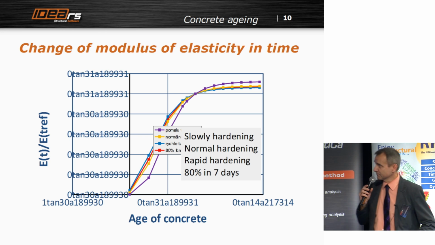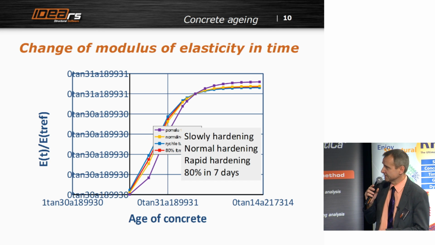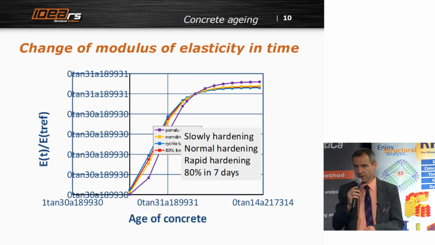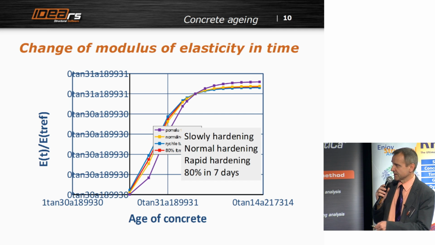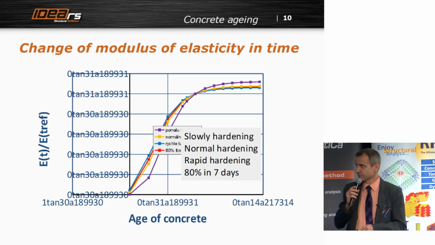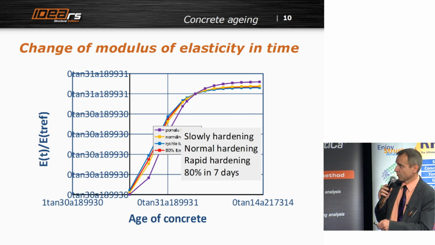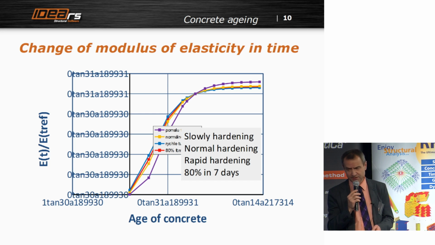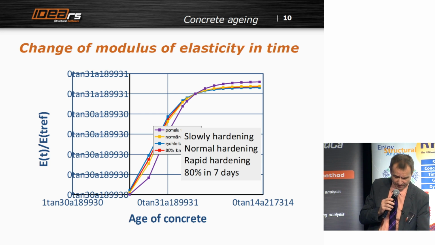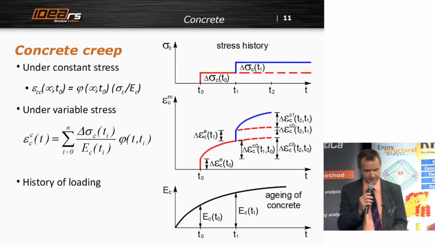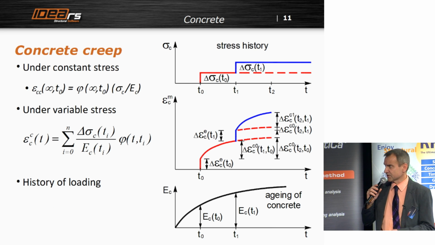This is a picture, unfortunately unformatted, of the dependence of the modulus of elasticity on age of concrete. Eurocode gives you the formulas for slowly hardening, normal hardening, and rapid hardening concrete, and these formulas can be used for the calculation of changes of modulus of elasticity. If I remember, in SNP you had only some tables and factors.